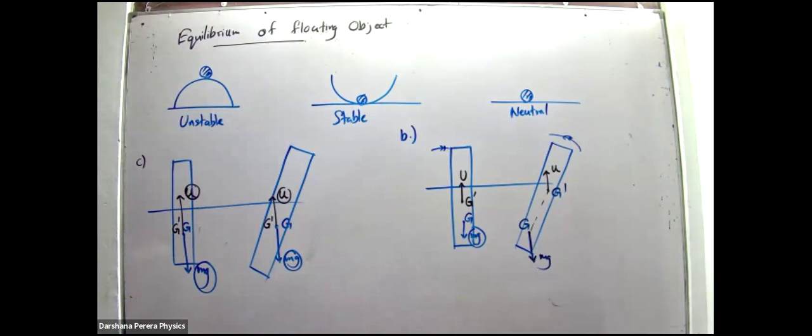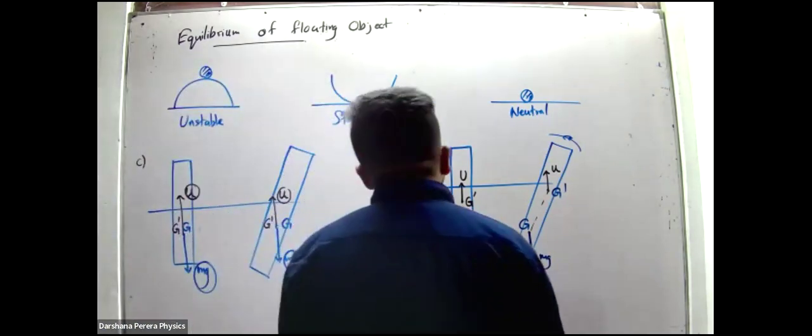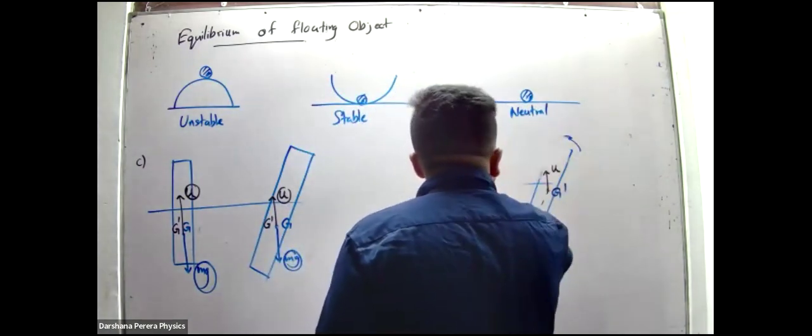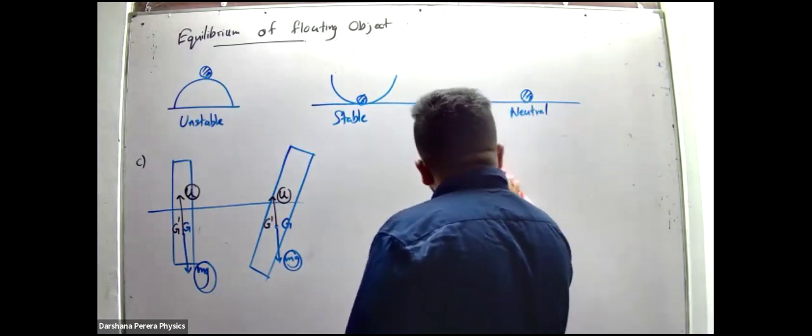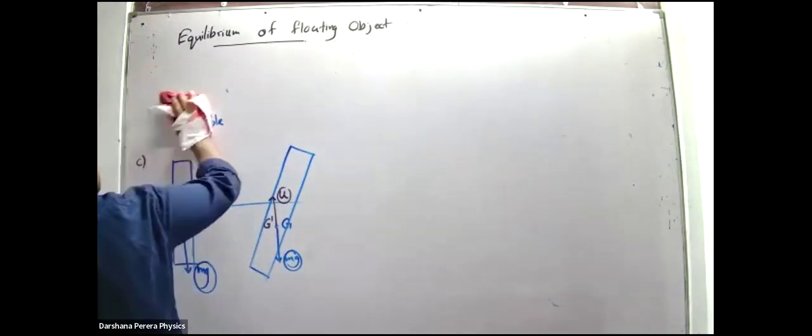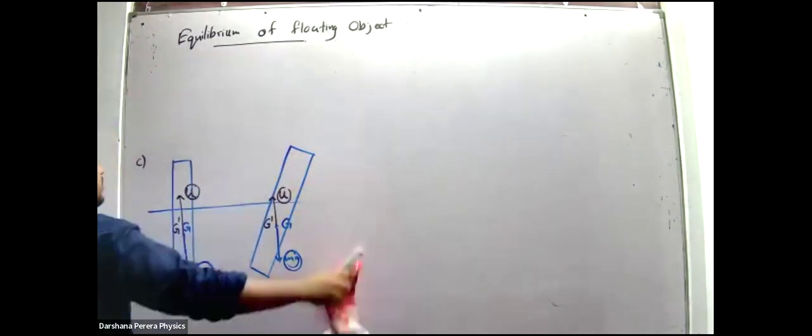Therefore, it is the neutral equilibrium. Right. Write down C. Draw this one.